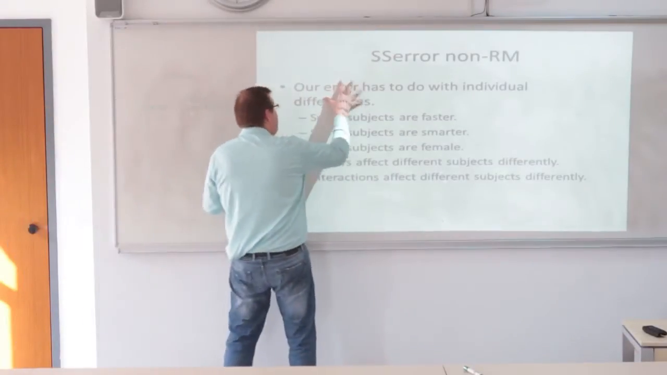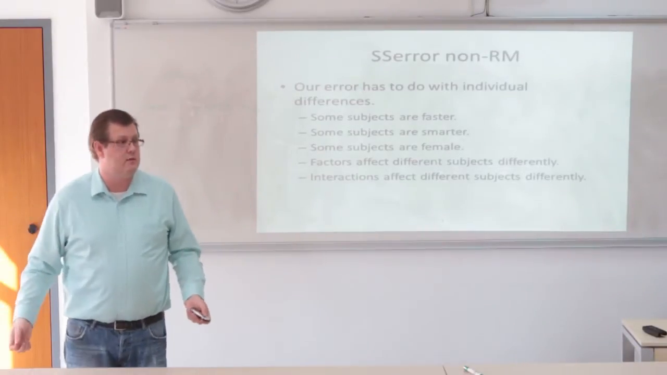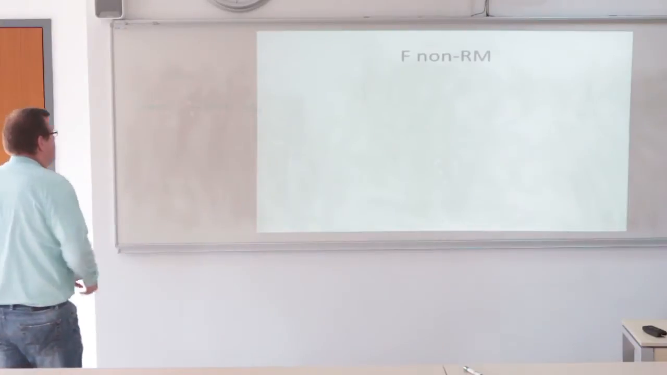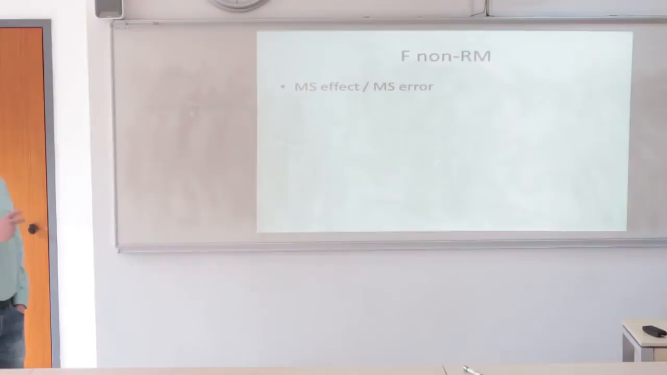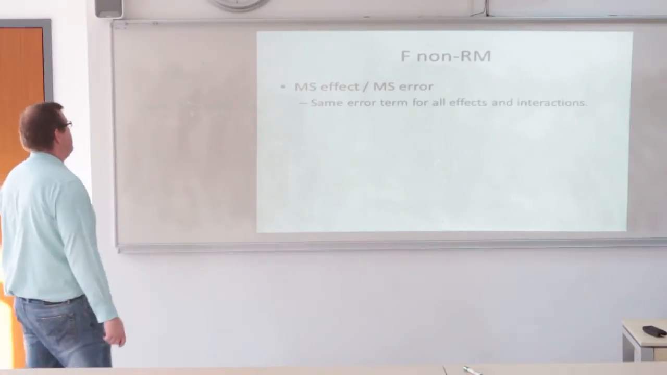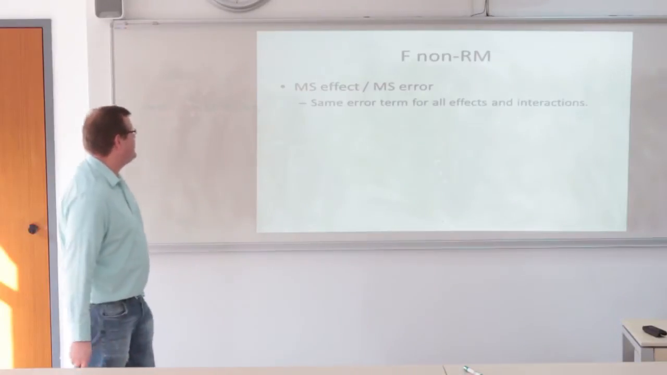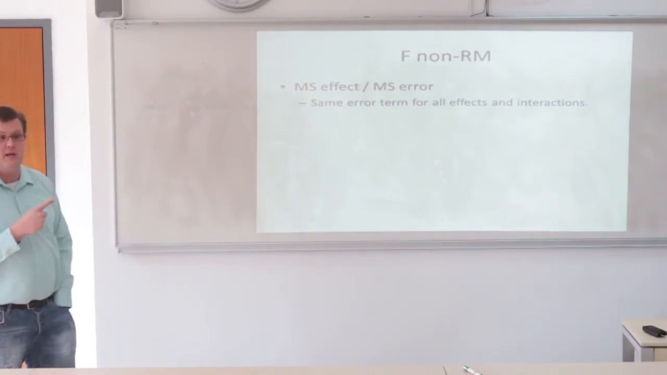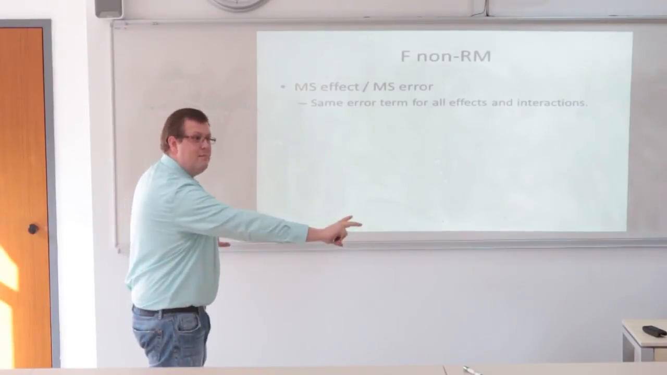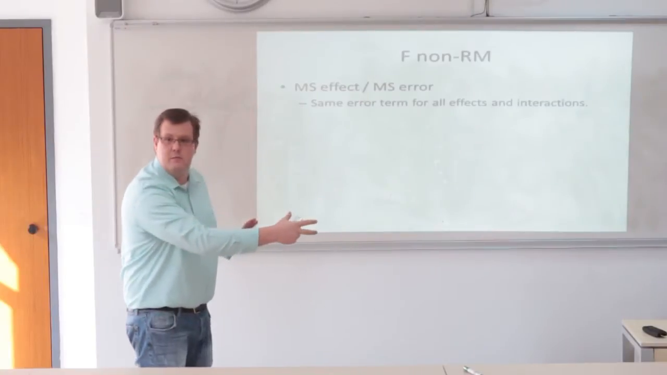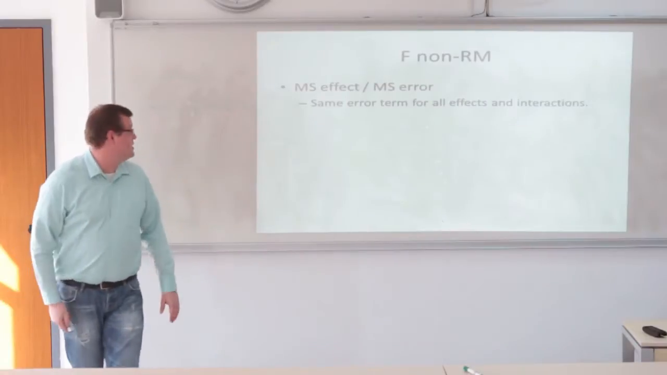So we have error that could potentially be broken down into lots and lots of different pieces, right? All right, so the F statistic for our non-repeated measures is just the mean of squares of the effect over the mean squares of error. We have the same error term for all of our effects and interactions when we're using the non-repeated measures, right? We have that one residual down on the bottom, and we use that one mean squares and that one degree of freedom as the denominator for all of the effects and interactions that we're looking at.